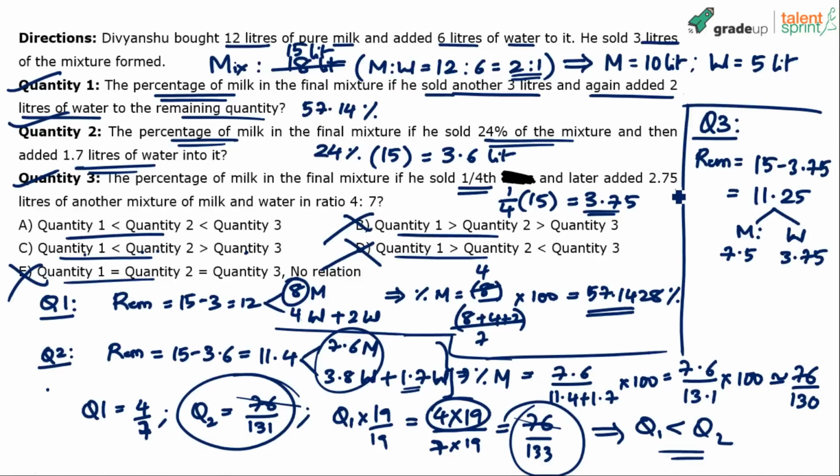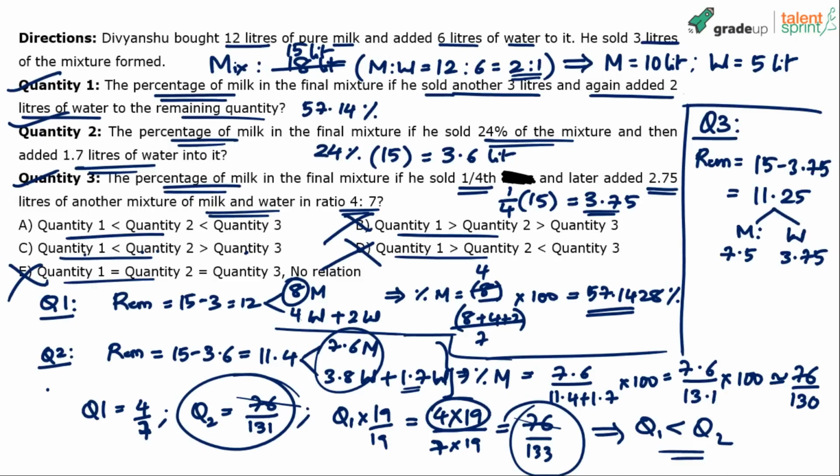Now added 2.75 liters of another mixture of milk and water. Now this is interesting. He has added another mixture of milk and water. Earlier he had added only water, but this time he has added milk and water both. In what ratio? 4:7 ratio. And how much quantity? 2.75.